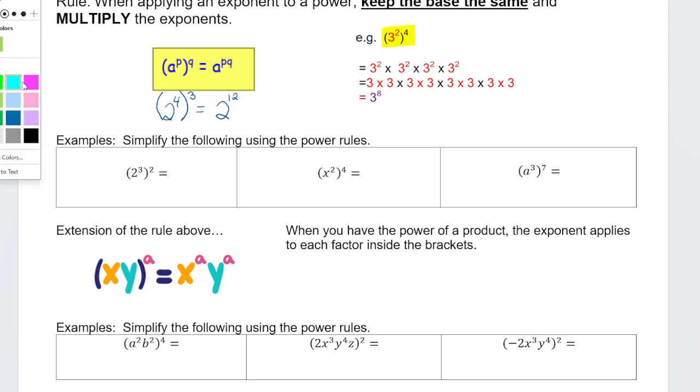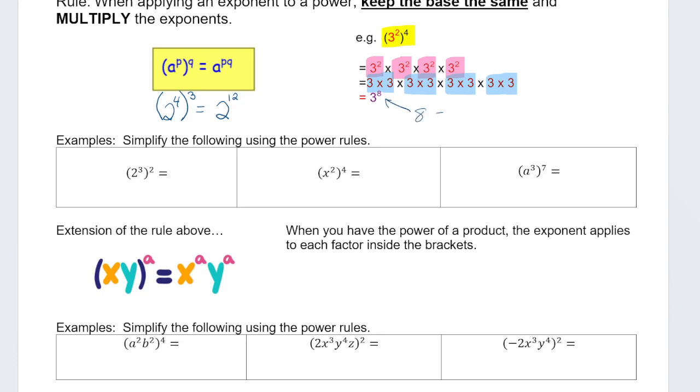We kind of work outside in. So if we have 3 squared to the power of 4, that means it's 3 squared multiplied by itself 4 times. 1, 2, 3, 4. And then each 3 squared is actually just 3 times 3. So we expand those, and we get 3 times 3, 4 times, or 3 to the 8. And we'll note that 8 is equal to 2 times 4, which is from up there.